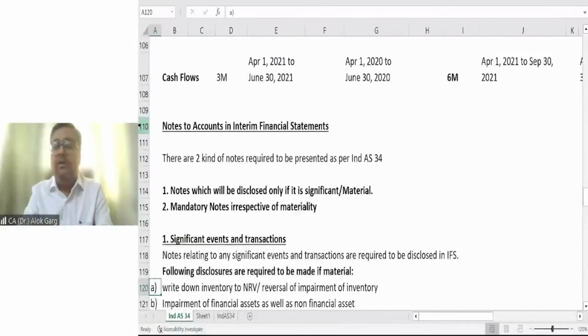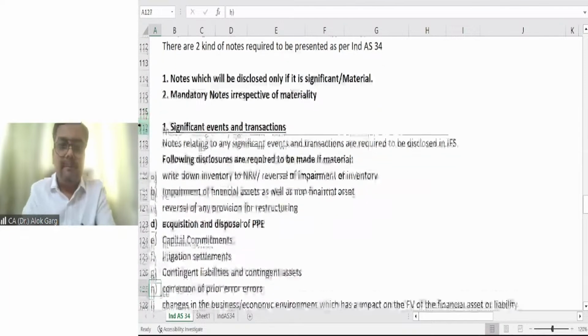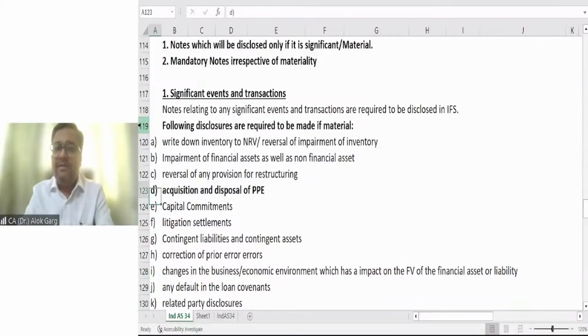Number one, notes which will be disclosed only if they are significant or material. The standard has given the list of these kinds of notes. It is not an exhaustive list, it is an indicative list. Right, friends? So there are two kinds of notes. Number one, significant events and transactions. Notes relating to any significant event and transaction are required to be disclosed in the interim financial statement, meaning the following disclosures are required to be made if material, if significant.